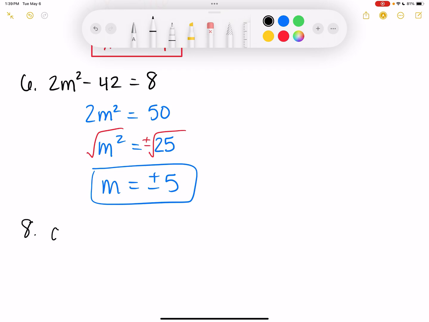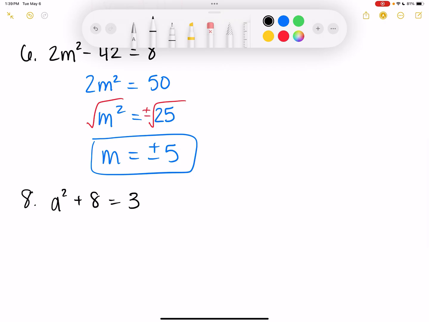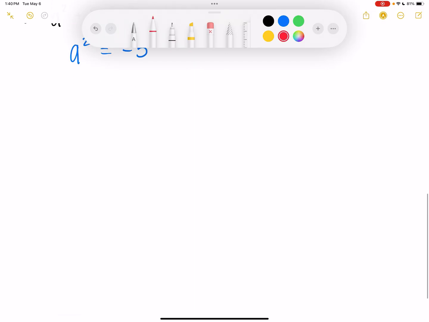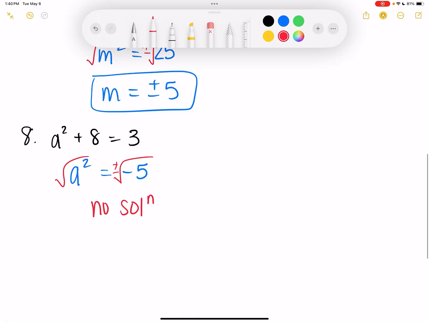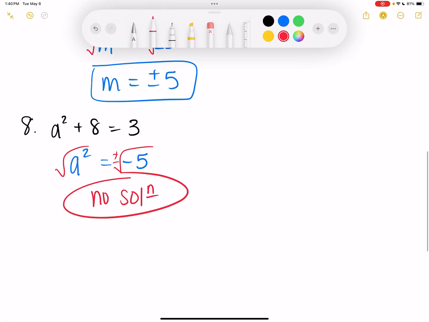8. a squared plus 8 equals 3. So what do I have to do first? Subtract 8. So that gives me a squared is equal to negative 5. Now what? What did I do up here? Take the square root of both sides. What happens when I have a negative under a square root? No solution. Good job, Harrison. I'm proud of you, Harrison. No solution because of this negative sign here.